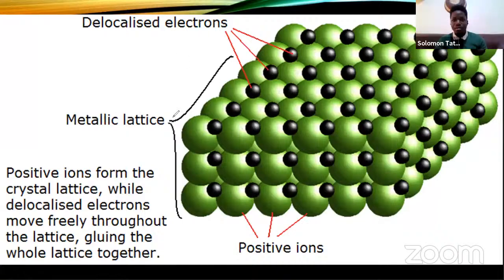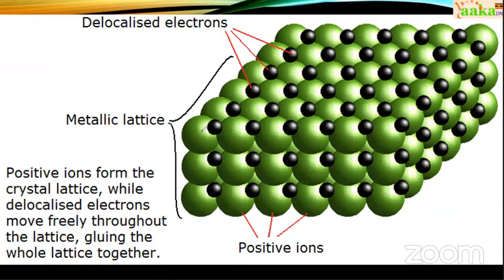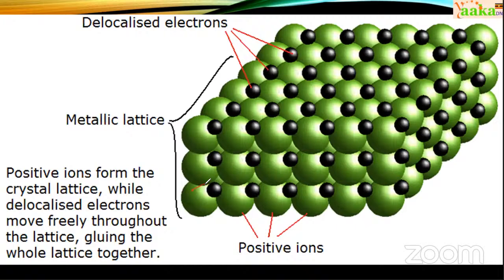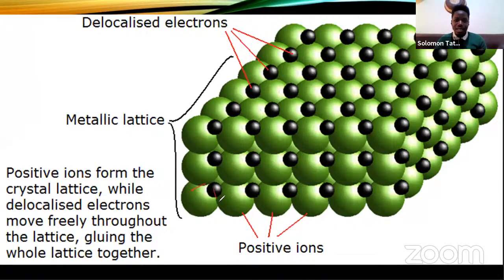For the giant metallic structures, we have a metal lattice. This metal lattice consists of positive ions, the green ones, surrounded by a sea of electrons. These electrons are free to move around in the metal lattice. These ones here, you see the black ones, they're free to move around in the metal lattice.